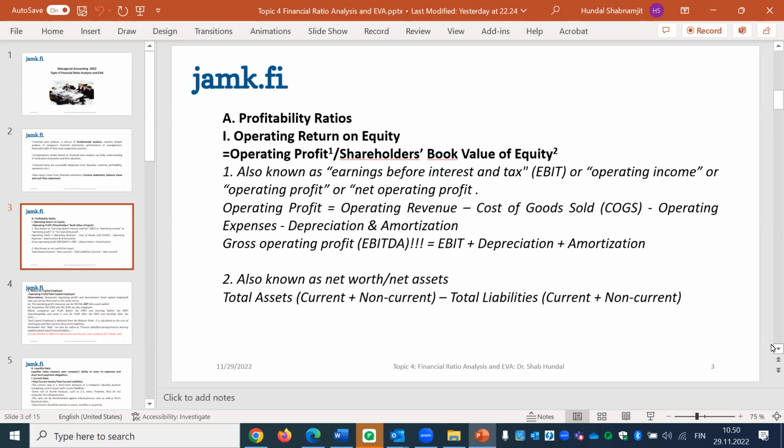Well, very simple. You can find out the operating return on equity, which is equal to operating profit, divided by the shareholders' book value of equity.